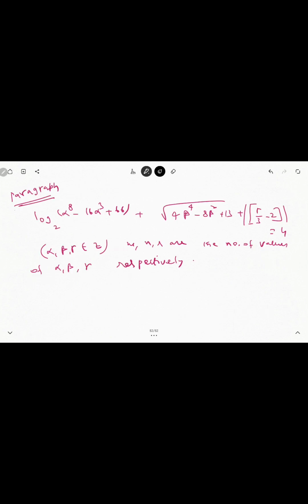So it is a paragraph: the integer part of logarithm of alpha power 8 minus 16 alpha cube plus 66 plus root of 4 beta power 4 minus 8 beta square plus 13 plus modulus of gamma by 3 minus 2, it is equal to 4, where alpha, beta, gamma belong to integers. M, N, R are the number of values of alpha, beta, gamma respectively. Now answer the following questions. So 2 questions we can have.